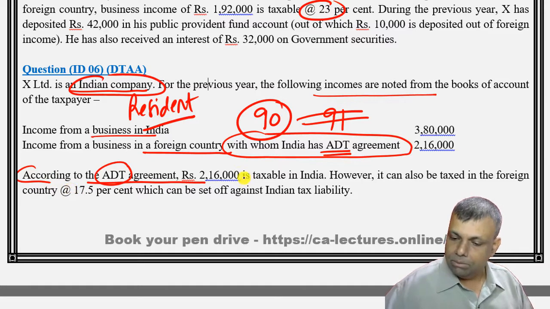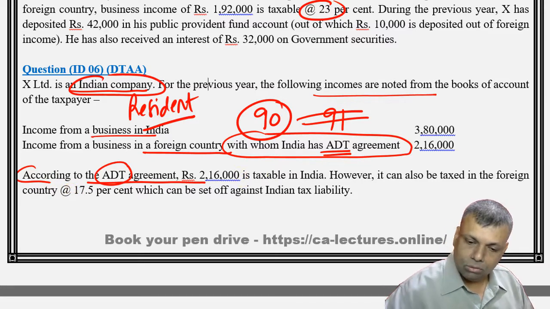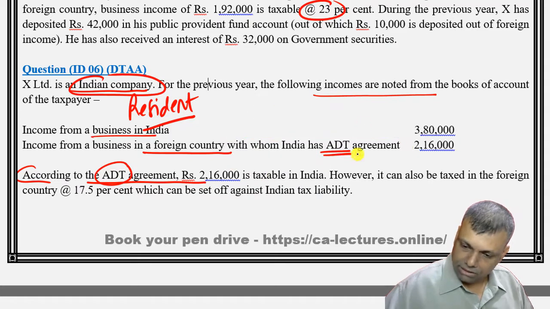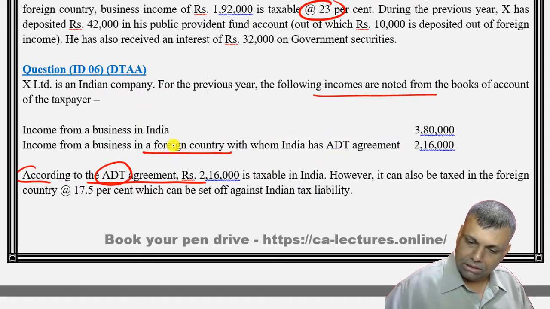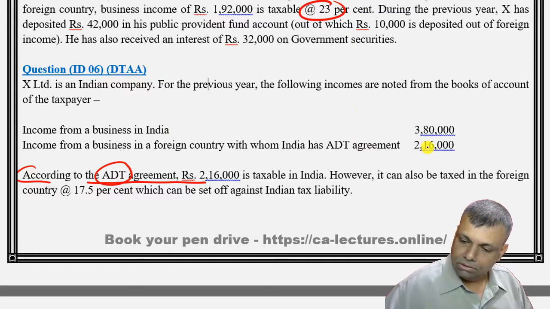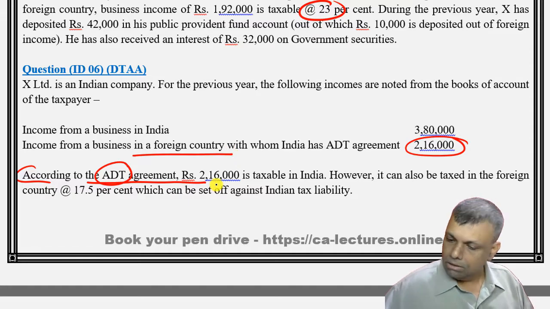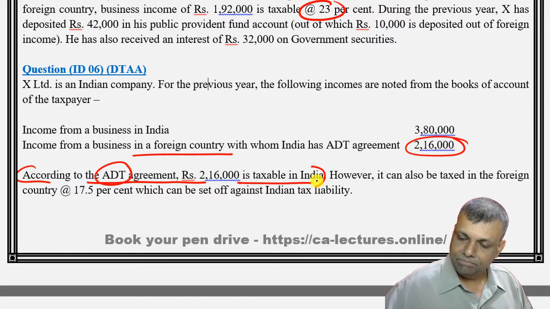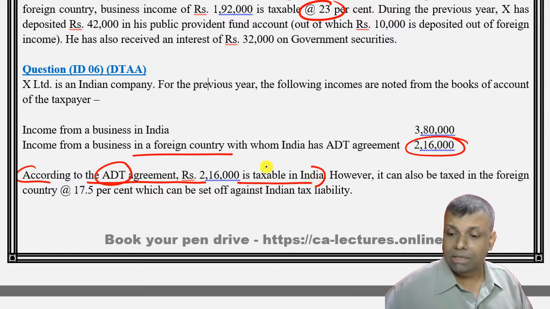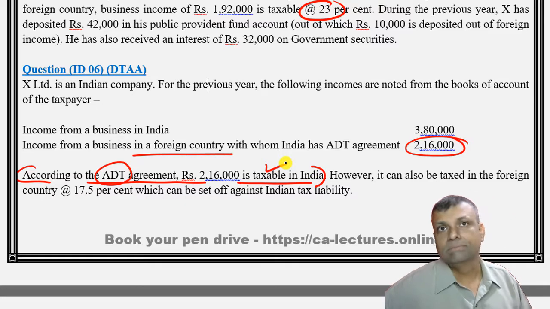According to the ADT agreement, 2,16,000 rupees. Let me check what this 2,16,000 is. It should logically be foreign income, because ADT by and large talks about foreign incomes. So this 2,16,000 rupees is a foreign income, correct? According to the ADT agreement, 2,16,000 is taxable in India. Now see what the agreement is saying.